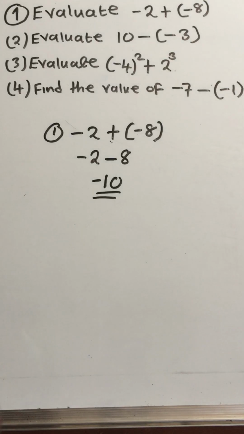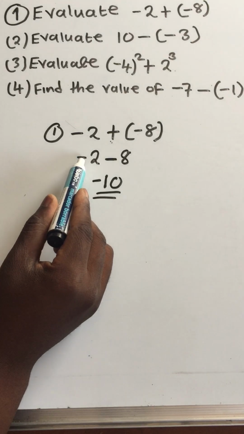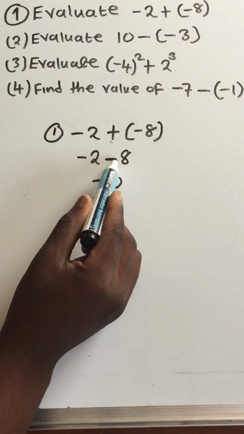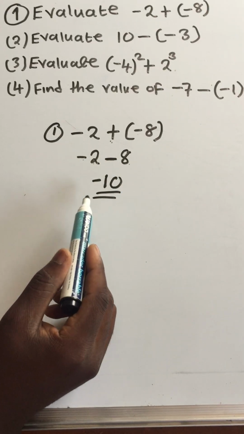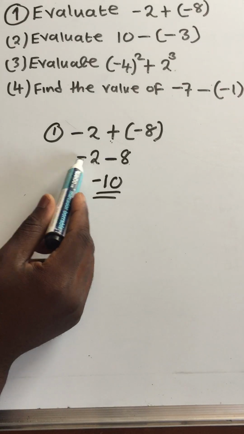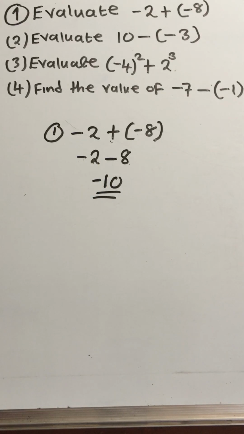So this is the easy way. Once you observe that there is a negative and there is a negative, you just add the numbers and maintain the sign, which is negative, because they are going in the same direction, which is from the negative. So that is the secret, or the first way.